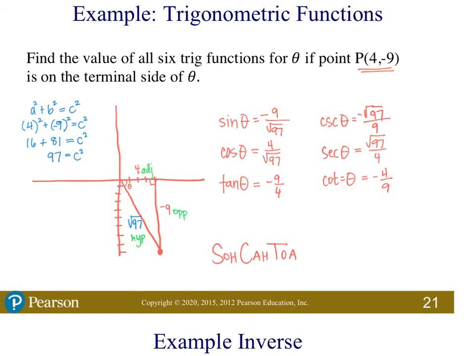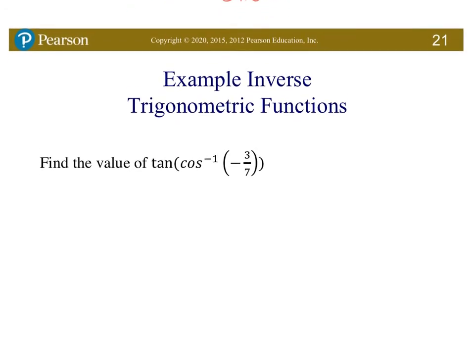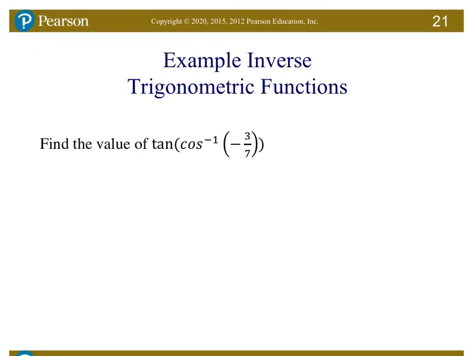So what does that have to do with inverse? Well, you could be asked to find a question like this where you actually have an inverse in it. This is still going to be referencing a right triangle. Okay, it's a right triangle, cosine inverse. The values are -3 and 7, and then we have to find the tangent value that goes with it. So this is a multi-step question, but inverses also relate to the coordinate plane, or the right triangle.